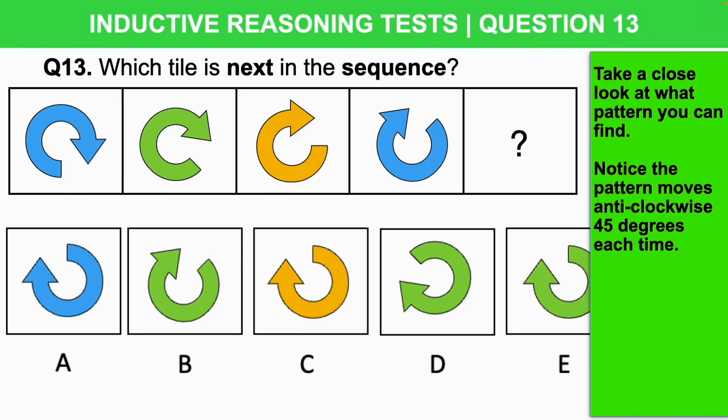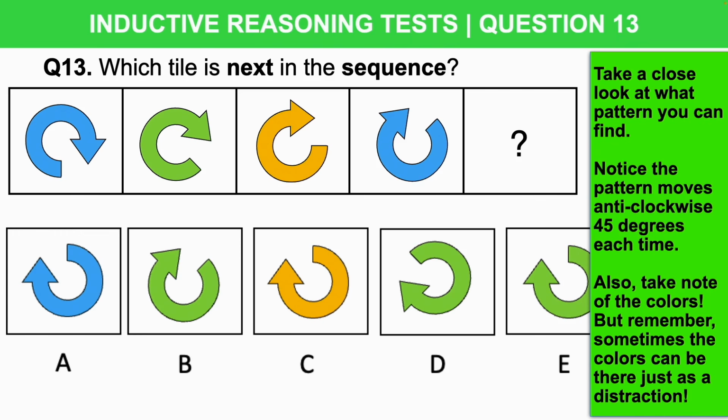But also notice something else. Take a note of the colours. Remember though, sometimes the colours are irrelevant and they're there as a red herring or a distraction just to make it seem more complicated. There may also be multiple symbols in the image, but only one symbol is the one you need to focus on. My advice is to start simple with the questions that we're looking at now and build yourself up and get better and better at answering these type of questions.